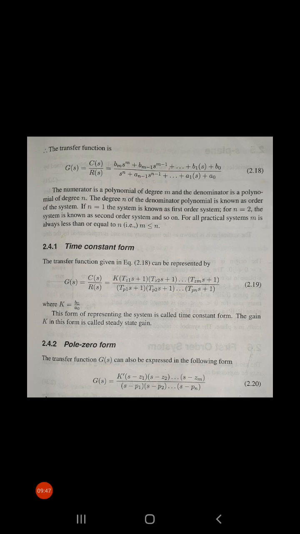We decide the stability of the system by seeing the location of the poles in the S-plane. How we will decide the stability of the system, we will discuss in an upcoming lecture. So I stop this lecture here.